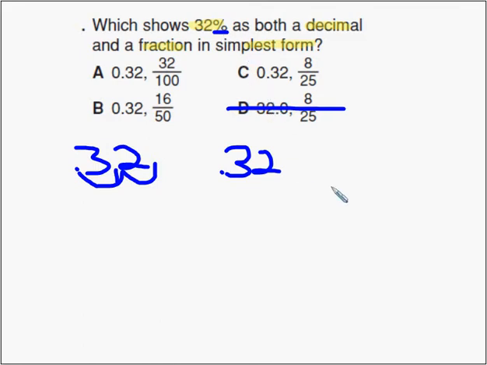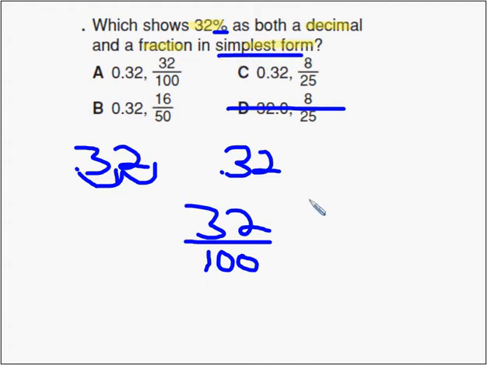And now we can write 32 hundredths as a fraction because we know it represents 32 parts of 100. Percent means per hundred, so it's 32 over 100. Now, however, we have to be careful because it says simplest form. We know from our rules of divisibility that an even numerator and an even denominator is not in its simplest form. They're both divisible by at least 2. So we can simplify this.